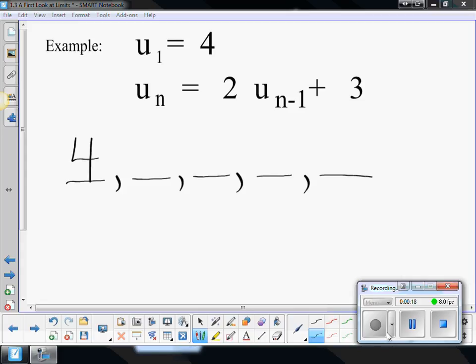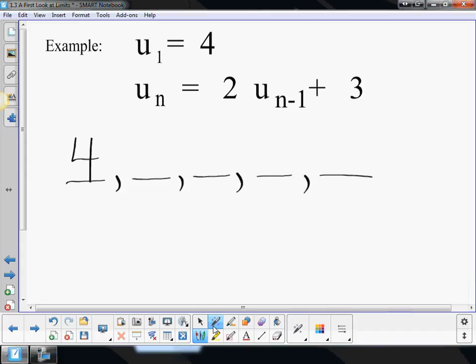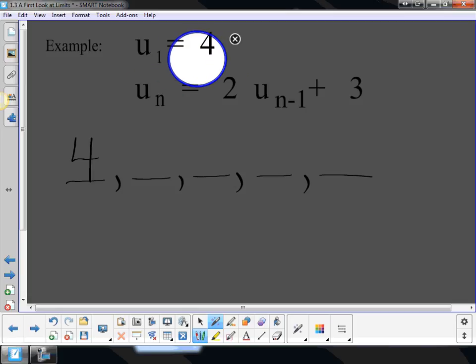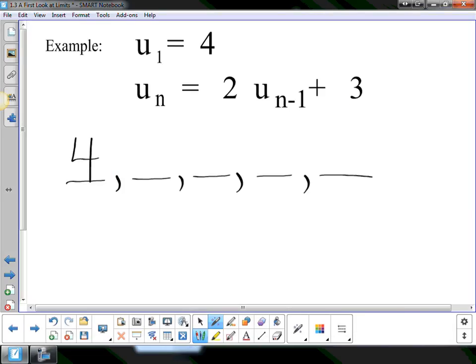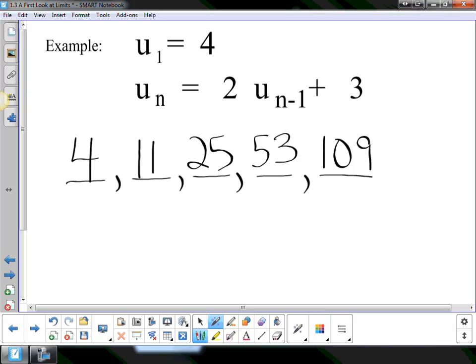To get from term to term, let me just rephrase what I said a moment ago. It's saying to get to the next term, you double the term before it, and then add 3. So that's what the rule is. So double 4 and then add 3, what do we get? 11. Double 11 and then add 3. Yes, 25. Double it and add 3. 53. And finally, 109. So those would be the first 5 terms of that sequence.